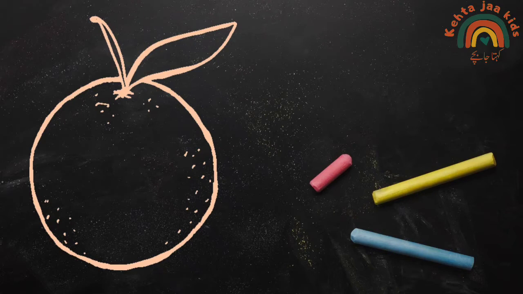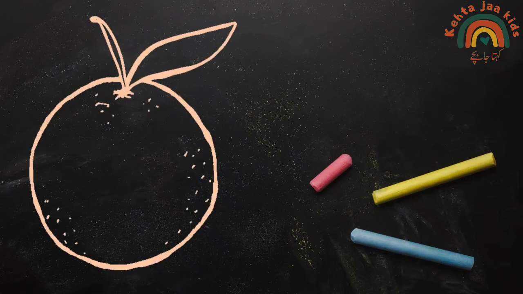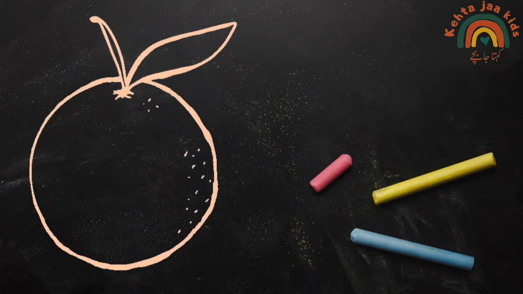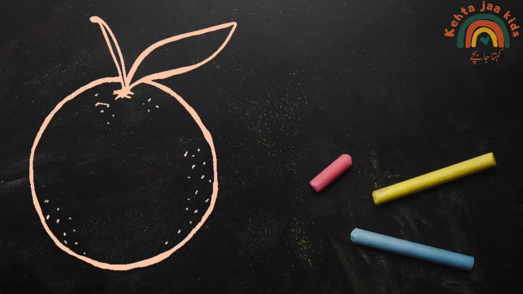Which fruit is this? This is an orange. Orange को उर्दू में क्या कहते हैं? कीनू. Orange, कीनू.